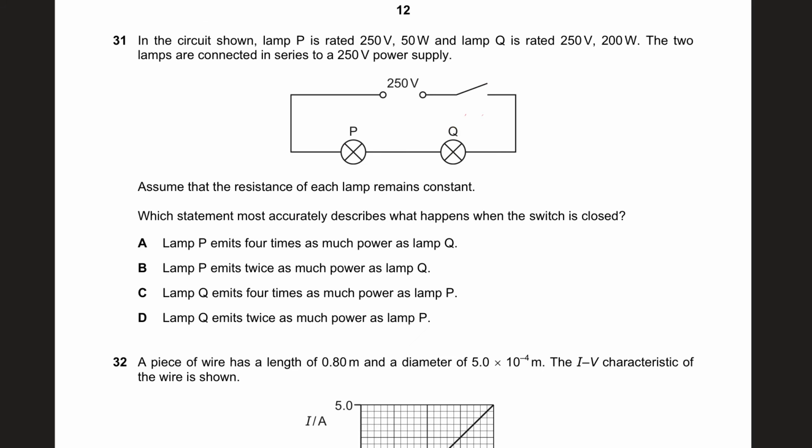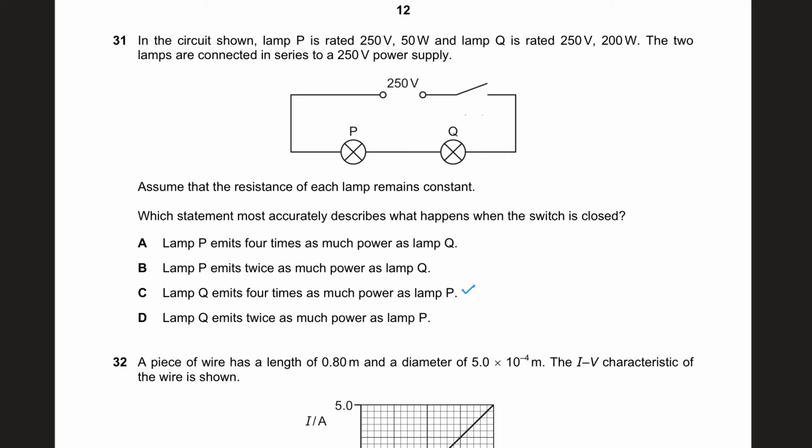Question 31 says, in the circuit shown, lamp P is rated 250 volts 50 watt and lamp Q is rated 250 volt 200 watt. The two lamps are connected in series to a 250 volt power supply. Assume that the resistance of each lamp remains constant. Which statement most accurately describes what happens when the switch is closed? Now, it's tempting to say that because lamp Q is rated 200 watts and lamp P is rated 50 watts, lamp Q would have 4 times the power. But that would only happen if both the lamps were provided 250 volts. That is not the case here.